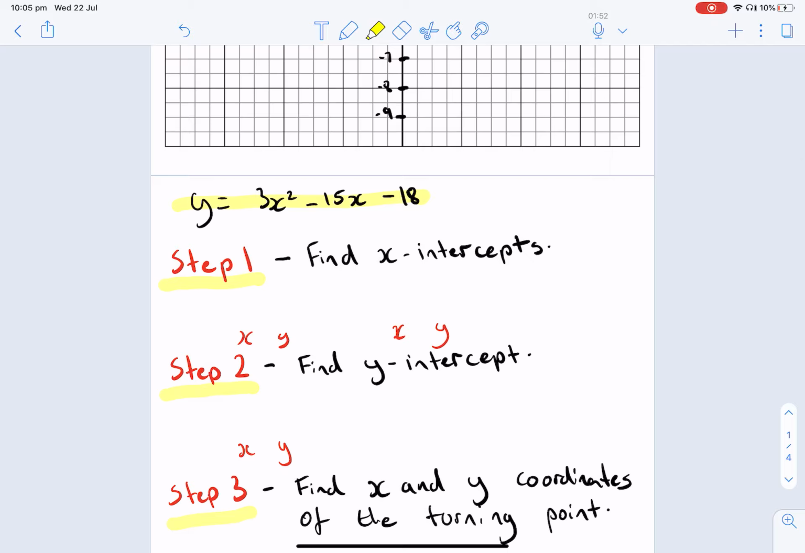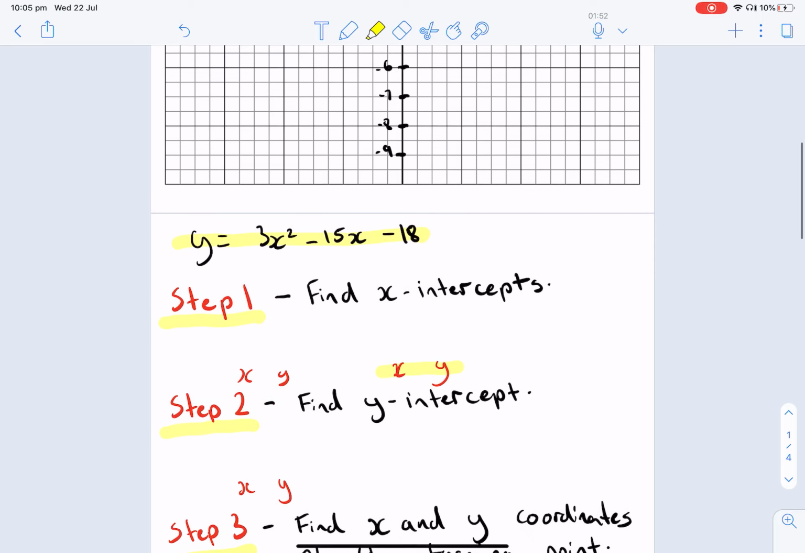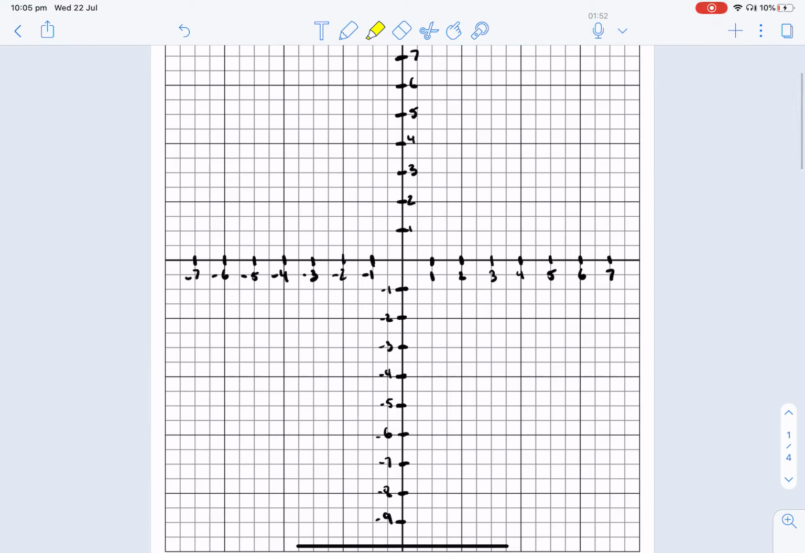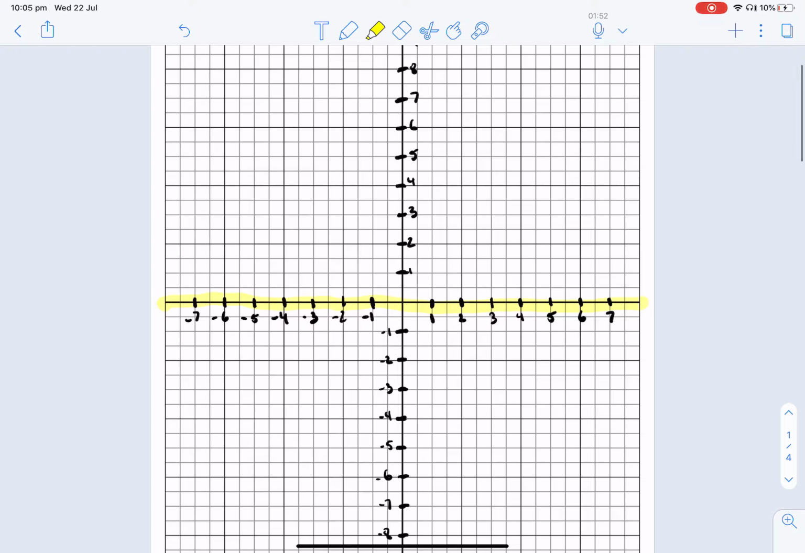Keep in mind when we're looking for our x and y intercepts, we're looking for both an x and y value. But always keep in mind that our x-intercepts are where our parabola crosses our x-axis, and when our parabola crosses our x-axis, the y value along here is equal to our origin, which is a point of 0, 0. So our y value at our x-intercept is 0.